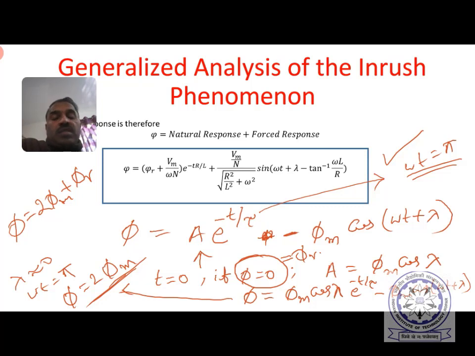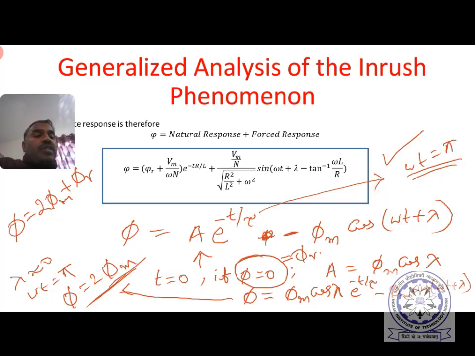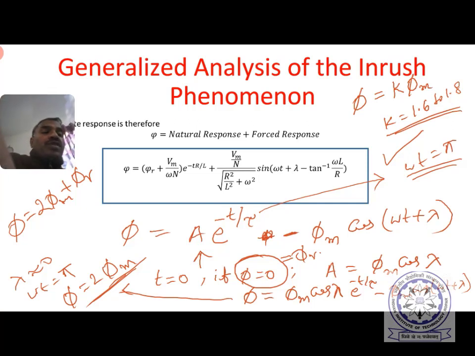The flux will be higher than the maximum flux under steady state operation, which is leading to very high inrush current. Now, what is the practical value? Practically, the maximum value of phi during the inrush current phenomena is some k times phi maximum. That k value is 1.6 to 1.8. This is the practical range of the flux inside the transformer during the transient conditions.